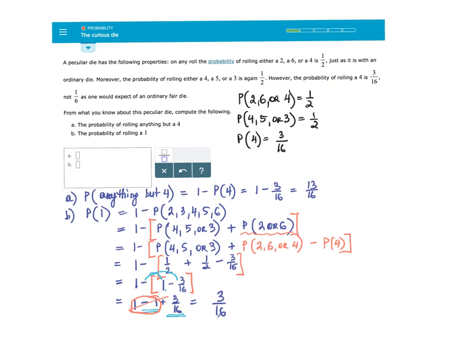So let's conclude. First, part A, the outcome is 13/16. Part B, the outcome is 3/16.